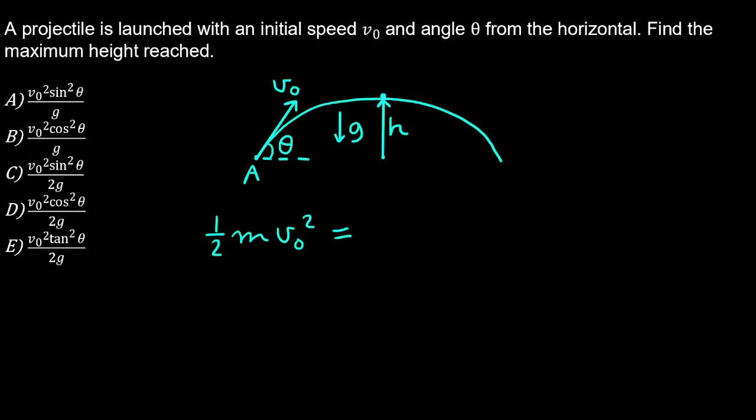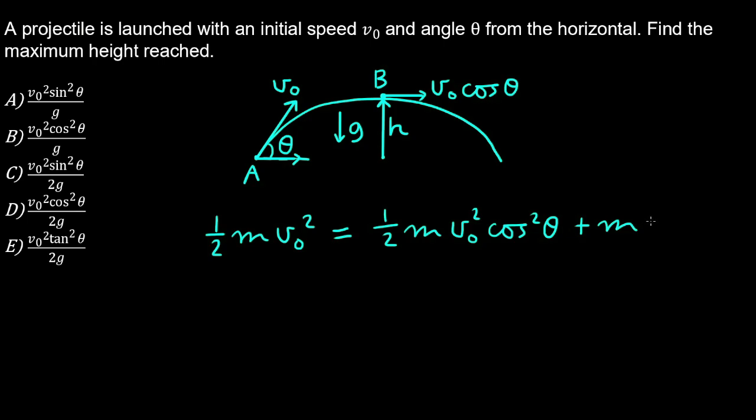So recall on the projectile motion, the horizontal component of velocity remains constant, so it has a magnitude of v0 cosine theta. So therefore the kinetic energy at B is 1/2 by the mass of the projectile by v0 squared cosine squared theta, and plus the gravitational potential energy at B, if we take our reference point at A.